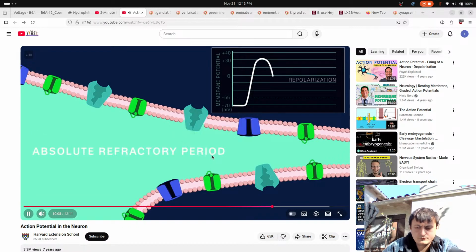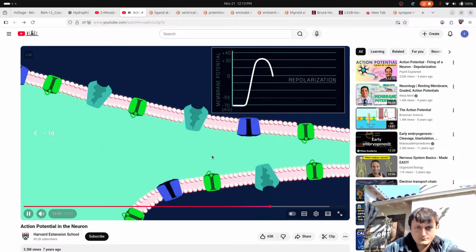Absolute refractory period, the period of time when a nerve cannot fire another action potential at all. The inactivated sodium channels won't respond to any stimulus at all. During this time, the neuron is in its absolute refractory period.